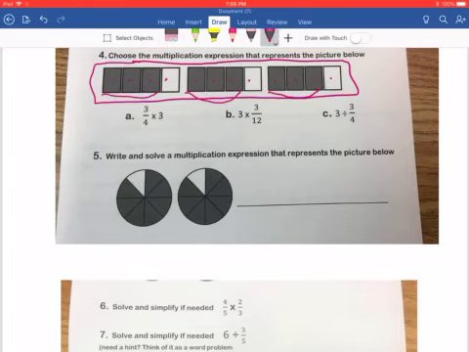So I've got 3 of whatever it is, and I'm multiplying that by the 3/4. So that would be my multiplication problem. 3 times 3/4 or 3/4 times 3. Either way works because with multiplication you can use the commutative property and switch the numbers around. So 3/4 times 3 would be the correct answer on that one.